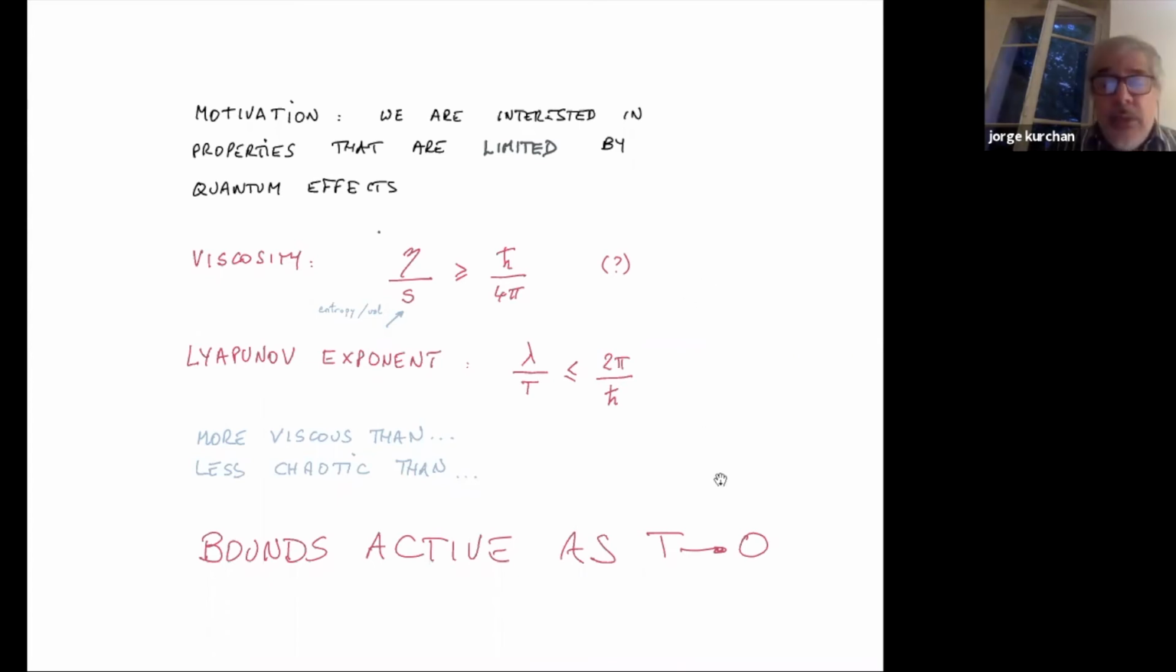These bounds are interesting at low temperatures. This is when they do something. And what is interesting for the field theorists is that they are saturated or seem to be saturated by models of black holes. And this they find interesting.